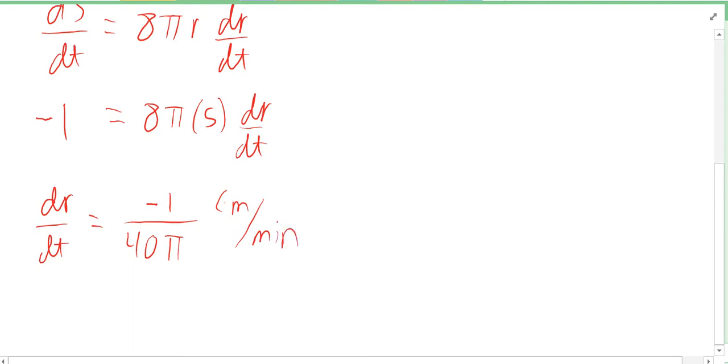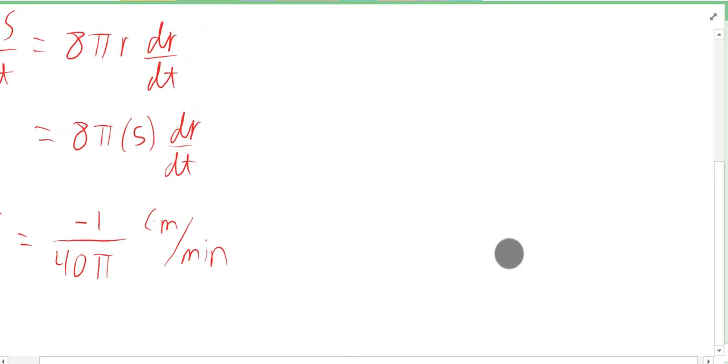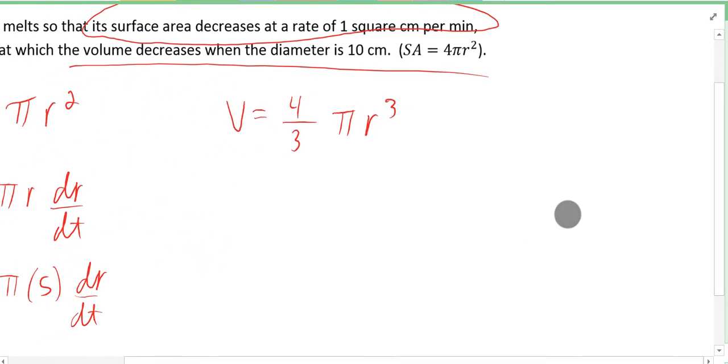All right, but that's not the answer they're asking us for. I found that kind of presumptuously, ahead of time, because we didn't even do dv dt yet. Again, we really want dv dt, but when we derive v, we're going to get that dr dt. So I knew I had to find that first.